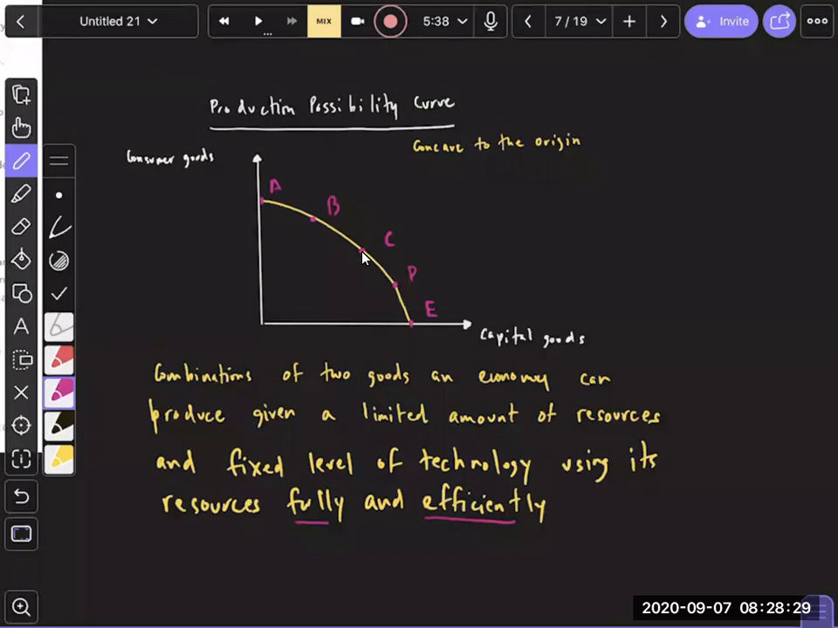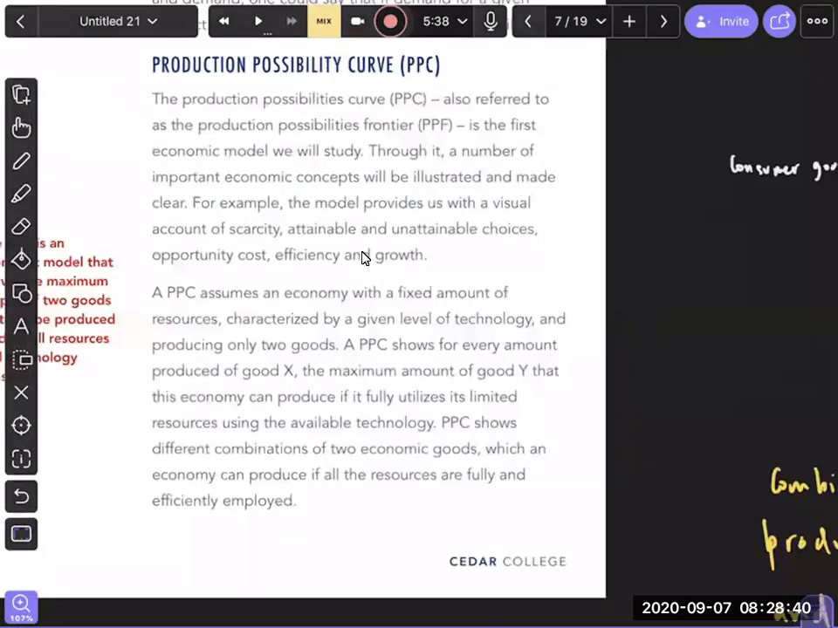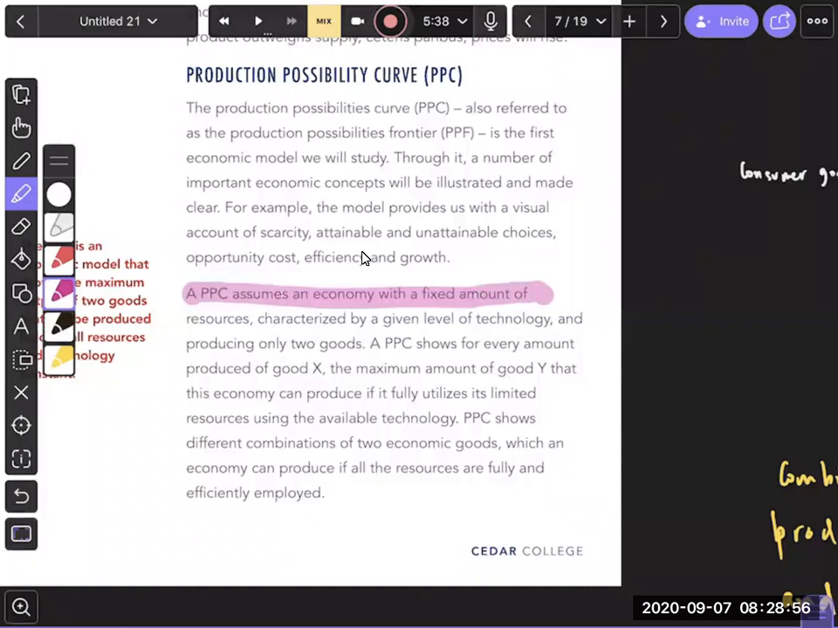Okay. So guys, if you go back to the notes, we said that the production possibility curve also refers to as PPF. It's the first economic model we'll study. And this is an important definition to look at. Some of the assumptions are that you have a fixed amount of resources, number one, the given amount of resources as we said in our definition, and there is a given level of technology, and that you're only producing two goods.